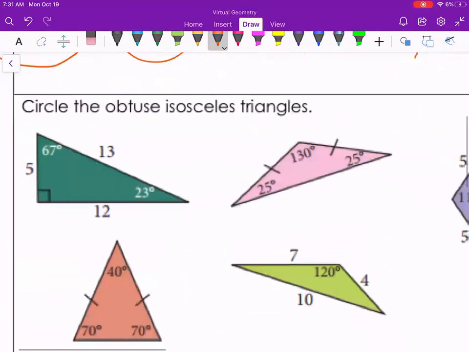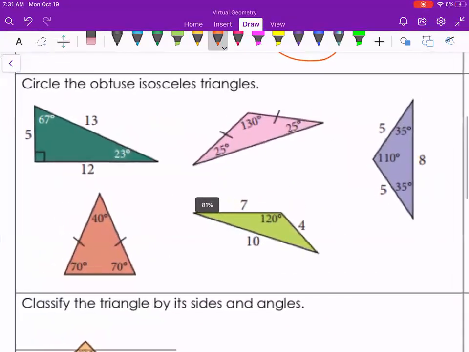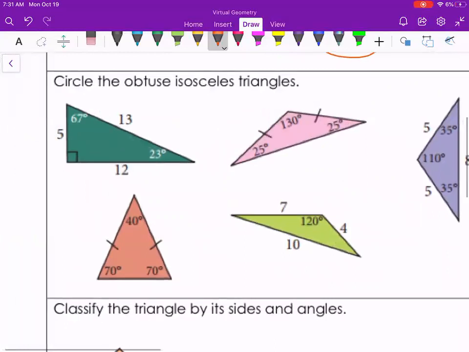Okay, moving right down, circle the obtuse isosceles. Okay, so let's first do the obtuse, because obtuse means I need an angle bigger than 90 but smaller than 180. So this green one is out because of the right angle. The one right underneath it with the 40, 70, and 70. Yes, it is isosceles, but none of these angles are bigger than 90 degrees. So it's out.